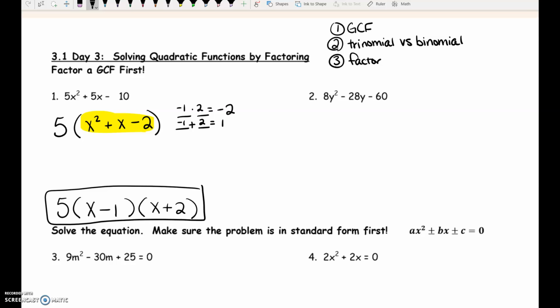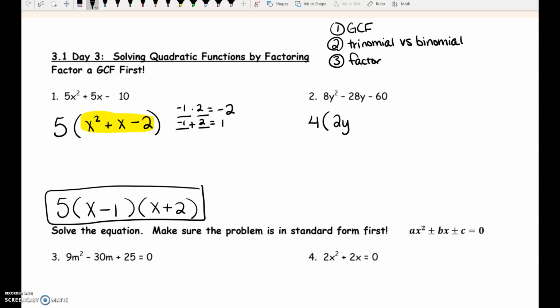Okay, sometimes they use variables other than x, like y or m or who knows what. 8y squared minus 28y minus 60. What do those 3 terms have in common? Can we divide all of them by 8? We cannot do 28 divided by 8. So what's a number smaller than 8 that all of those could probably be divided by? 4.